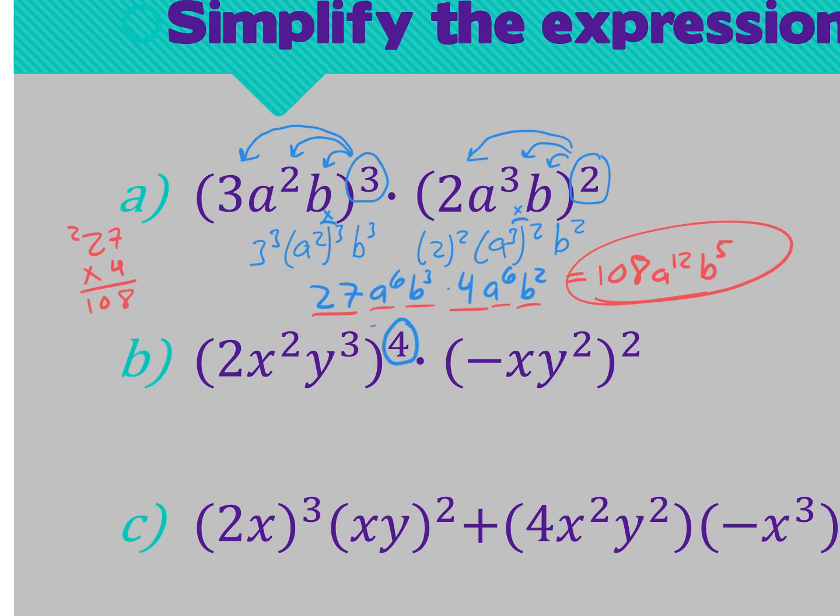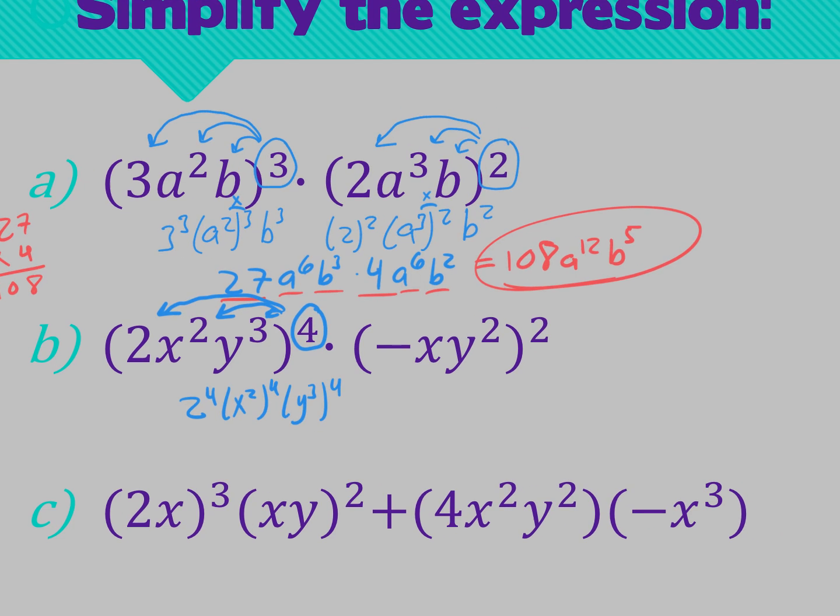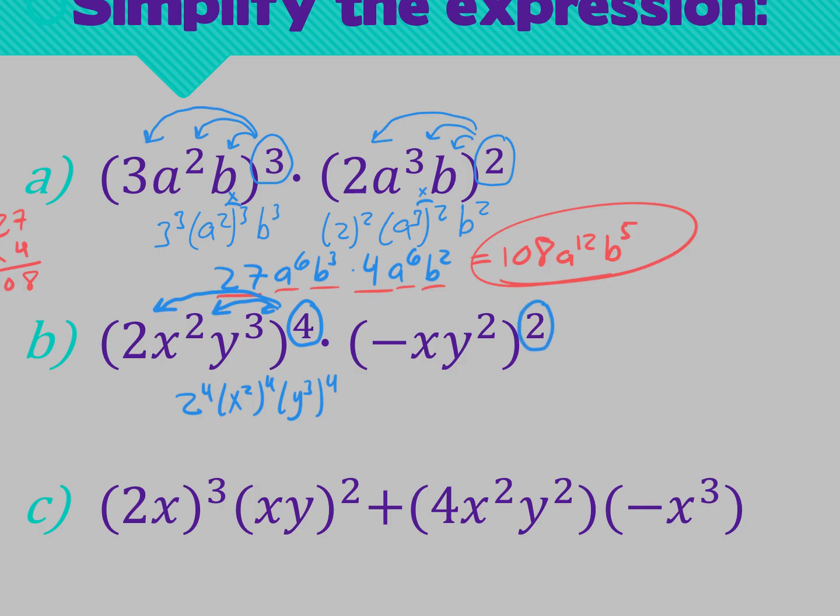I can take that 4 on the outside and I can distribute that to each of my factors. So it's going to get me 2 to the 4th, x squared to the 4th, and y to the third to the 4th. Same thing with this 2 out front. If you don't see a coefficient, assume it's a 1. So I can say that this is negative 1 to the second, x to the second, y to the second. Or y squared to the second, sorry. And then 2 to the 4th over here is just 2 times itself 4 times, so 16. Power to a power you multiply, I get x to the 8th. Power to a power again, I get y to the 12th.